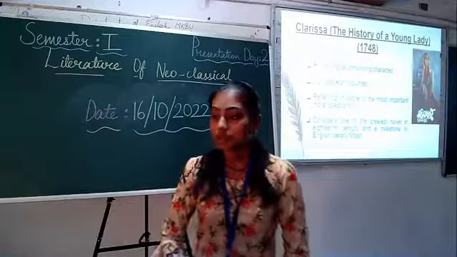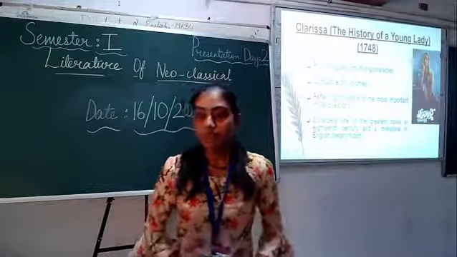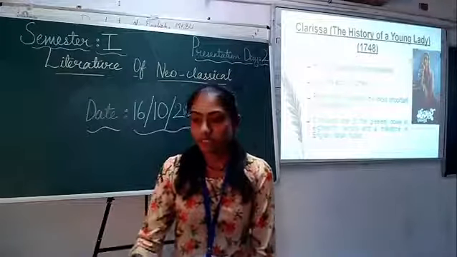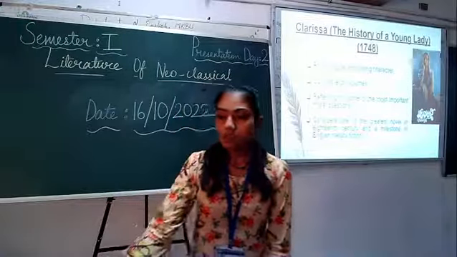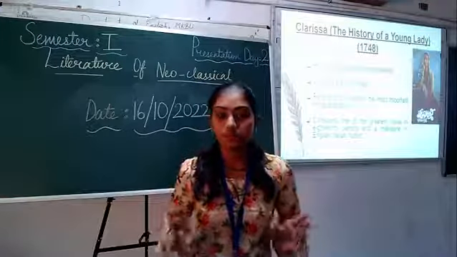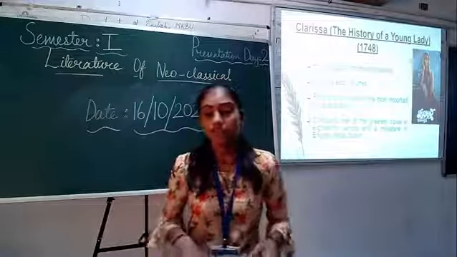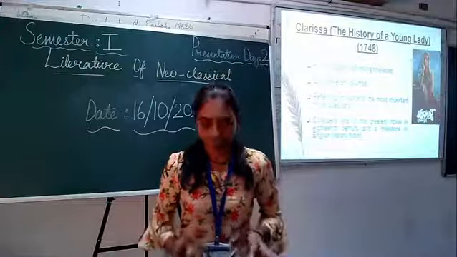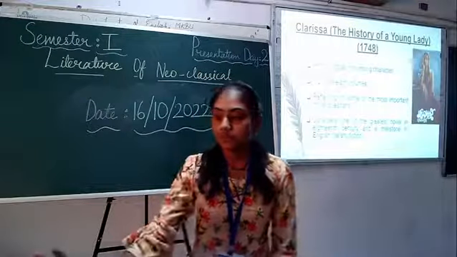Clarissa, also known as the History of a Young Lady, was published in 1748. Written six years after Pamela, it has a psychologically convincing character. The protagonist of the play is Clarissa, who has a brother and a sister, and who vanished from her house. The antagonist of the play is Lovelace.